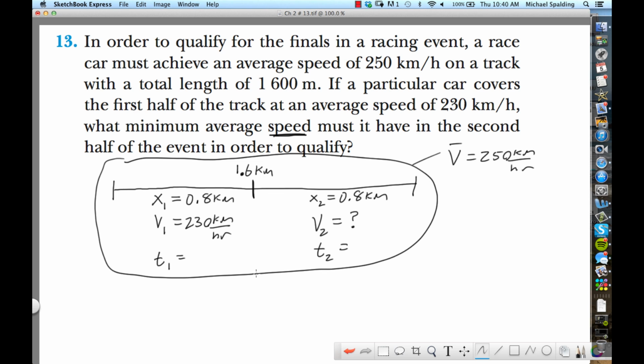Okay, so I'm going to break it down. Here's how I thought about it. The first thing that I solved for, let me shrink this down so I've got some room.